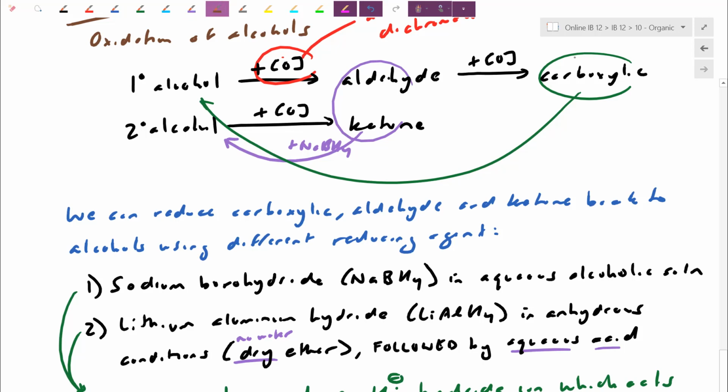But because carboxylic acid is so fully oxidized, I need something that's actually stronger as a reducing agent. This one here that I'm going to give you will not only be able to reduce this, it's going to reduce it so well that you actually won't be able to stop at the aldehyde step.